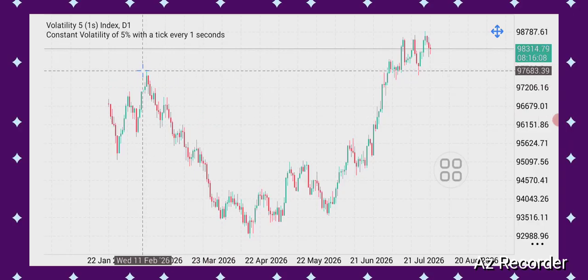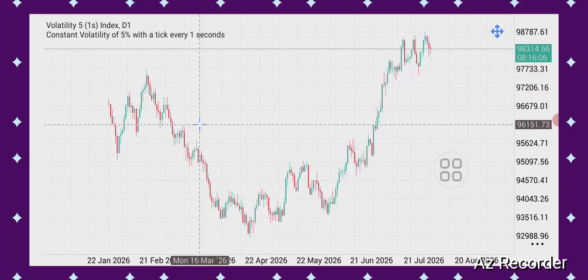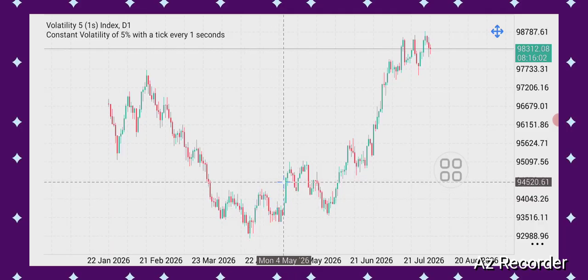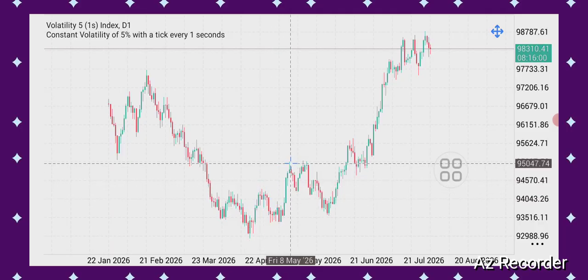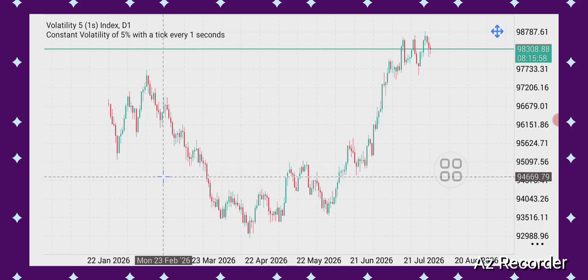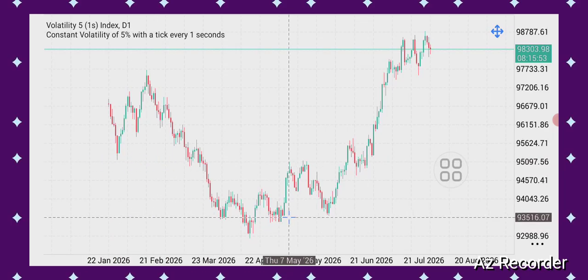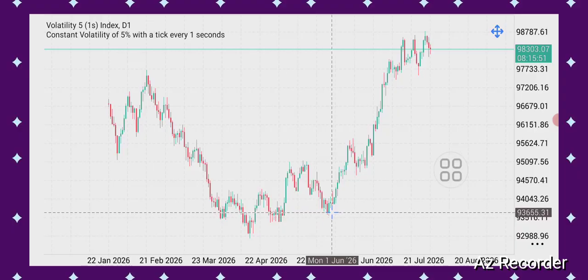From what we can see here, we have the higher high, we have a higher low, which then was broken to be a higher high. So we have a lower low here, lower low, lower low, lower high, lower high, and from that the market took another trajectory.